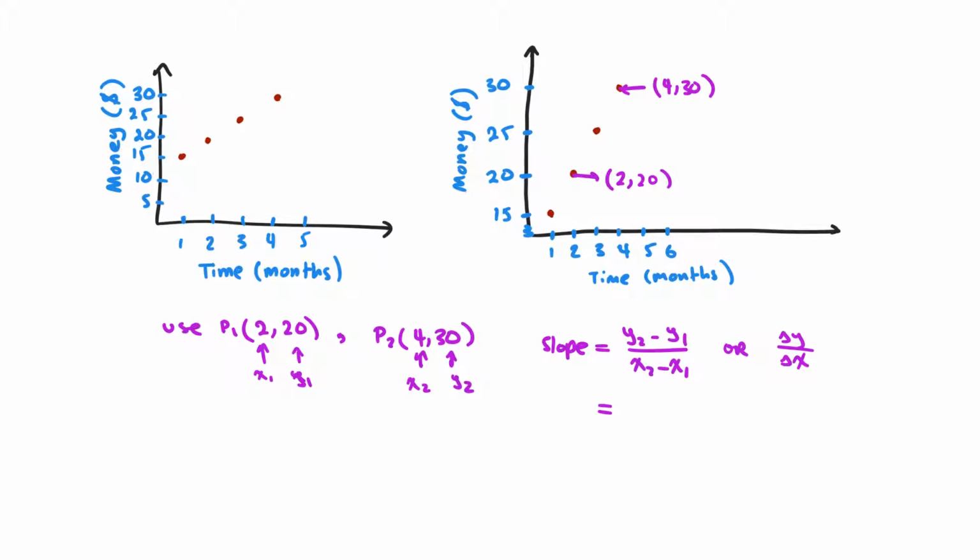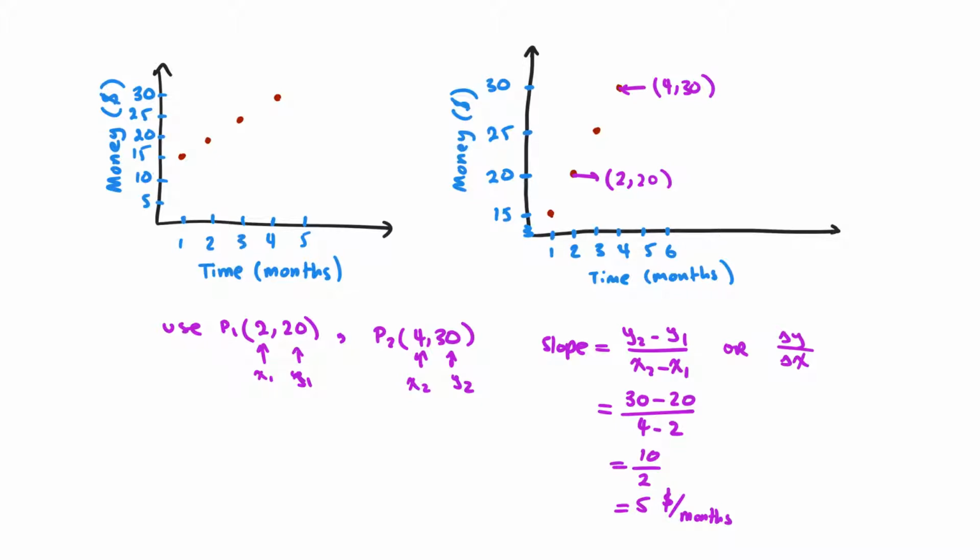Now my y2 value is 30, my y1 is 20, my x2 is 4, and my x1 is 2. And again, the subscript refers to the point, so this is the x coordinate of point 1, and this is the y coordinate of point 1. So plugging in all my values, y2 is 30, y1 is 20, x2 is 4, and x1 is 2. Subtracting that, I get 10 over 2, which is equal to 5. And my unit, again in this case, is dollars per month.